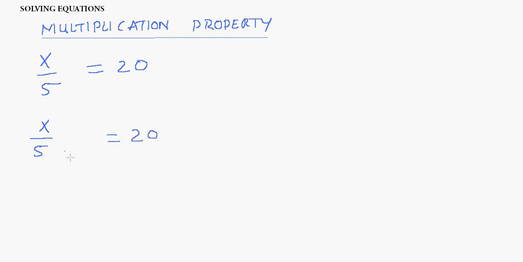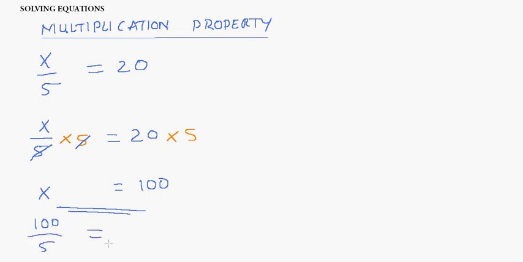x divided by 5 equals 20 is the original equation. Now we're going to multiply each side of this equation by 5 because the variable x is being divided by 5. Now you can see that 5 and 5 get cancelled and you are left with the variable x, and 20 times 5 is 100. Therefore, x equals 100 is the value of this equation. Substituting x equals 100 in the original equation gives you 20, which is a true equation.